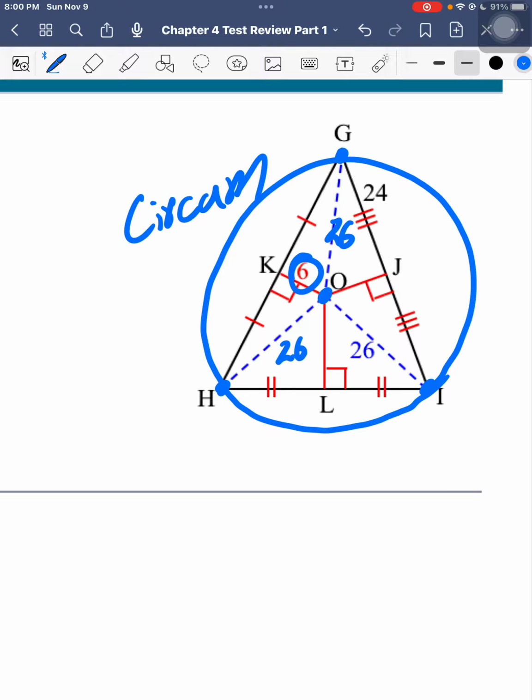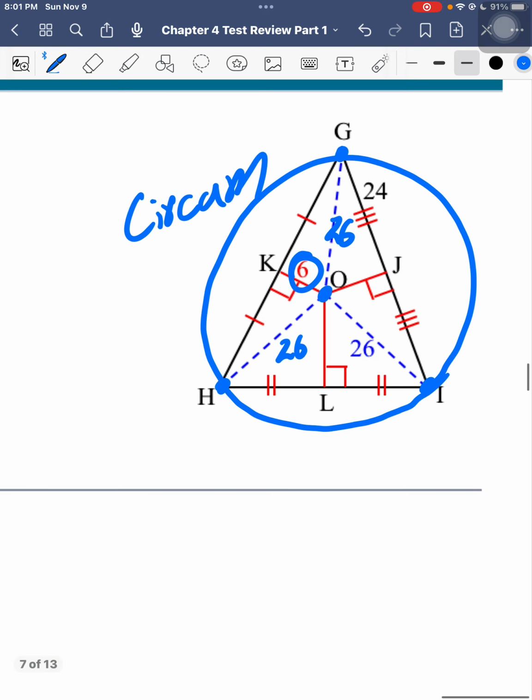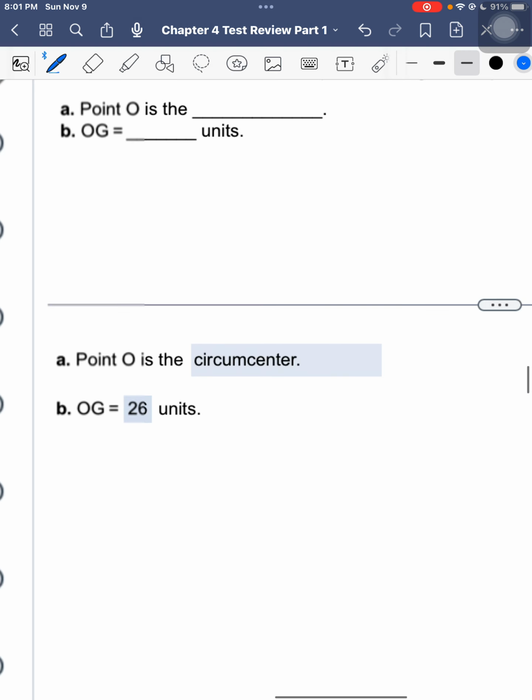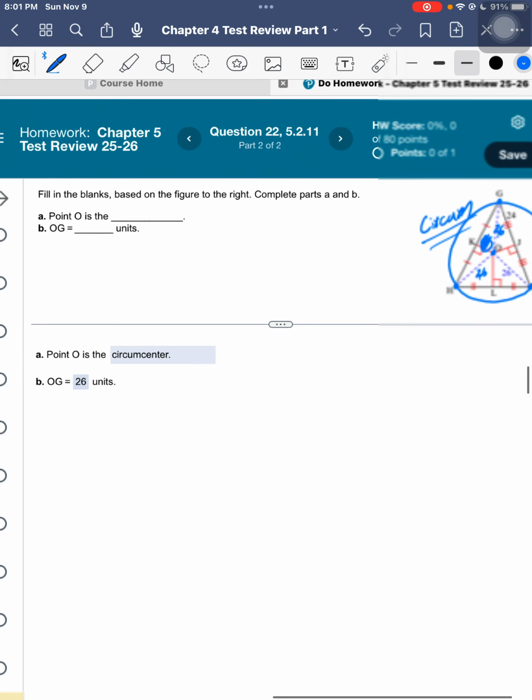Once again, the only reason we care about the perpendicular bisectors is so that we can find our circumcenter. We do not care about the length of the perpendicular bisectors, just like we do not care about the length of the angle bisectors for an incenter. We do not care about this 6. This 6 is useless. So the answer should be circumcenter and 26. OG is 26.